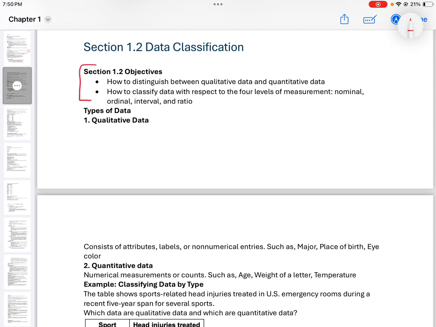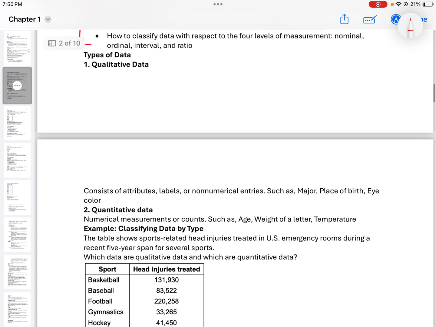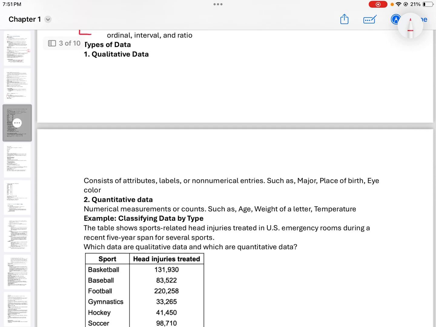For this section, our objectives are how to distinguish between qualitative data and quantitative data, and how to classify data with respect to the four levels of measurement: nominal, ordinal, interval, and ratio. First, we have qualitative data. This consists of attributes, labels, or non-numerical entries, such as major, place of birth, eye color. Next, we have quantitative data, which is numerical measurements or counts, such as age, weight, or temperature.